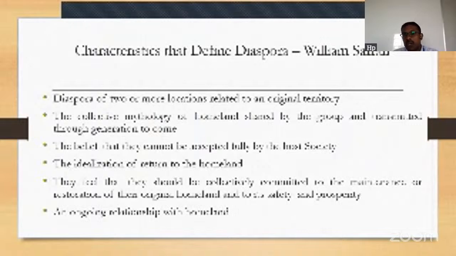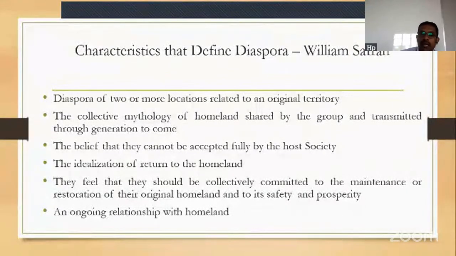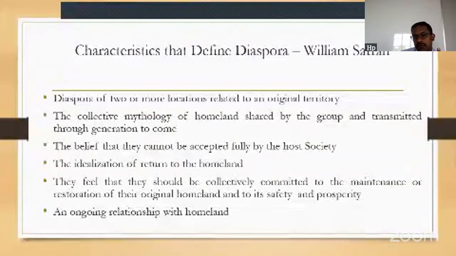And they believe that they cannot be accepted fully by the host society. The idealization of return to the homeland is one of the fundamental characteristics of the diaspora. And also they feel that I must contribute to my home nation and have an ongoing relationship with the country.